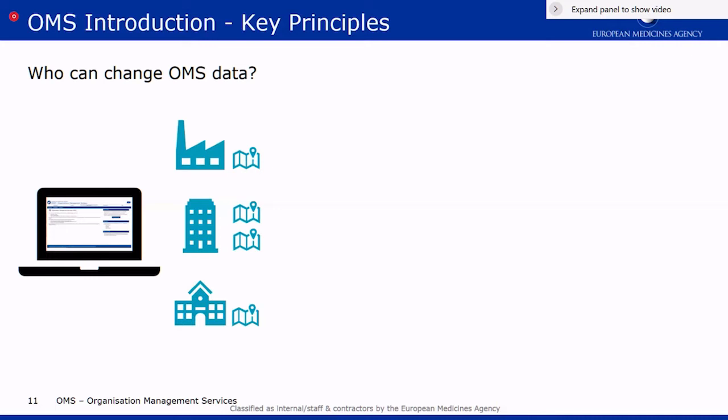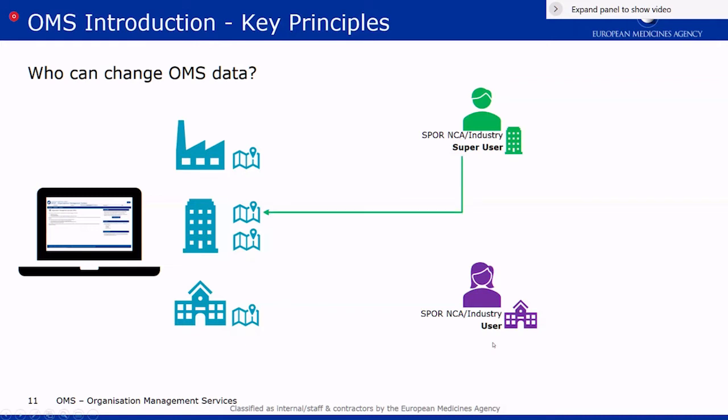Linked with this, a question we are often asked is: who can change the OMS data? As you may know, to change the OMS data, you only need to have SPOR access. As long as you have SPOR access, regardless of whether it is a SPOR NCA role or a SPOR industry role, and regardless of whether it is a super user or a user role, you are able to change not only the data of the organizations you are affiliated with, but also other organizations. You only need one SPOR role to add locations to a certain manufacturer, or to create a hospital or a site that may be needed in the dictionary.